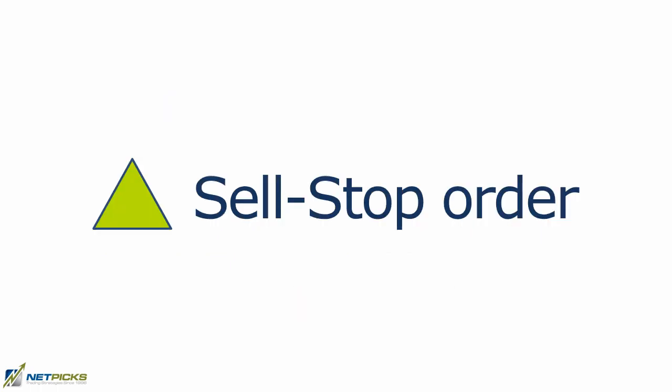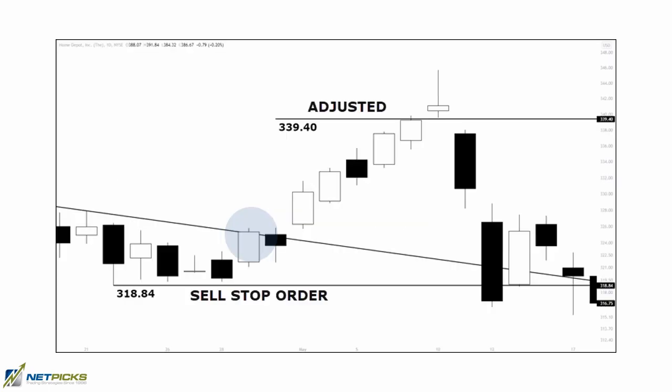Now, let's look at a sell stop. This stop is going to be used if you are long an instrument. It is set at a price lower than your current price and will be triggered if price declines. On this chart, let's assume that a trader entered long on a breakout of that descending trend line, and the entry price was $325. A sell stop order is originally set at $318.84, and that's going to limit your downside loss. But as price moves in your favor, we can adjust our stop order. We can trail it up, and now it's adjusted to $339.40. That's taking a stop loss order to help lock in profit. It's a trailing stop.